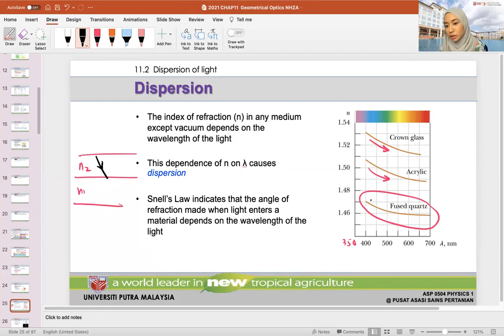But not so much, just a little bit, as you can see over here. So slightly, approximately 1.46 to 1.47, just a little. The difference is small, but it's there. And this difference in the index of refraction with respect to its wavelength is called dispersion. So Snell's law indicates that the angle of refraction made when light enters a material depends on the wavelength of light. I told you when we enter a medium that has a higher index of refraction, when n is bigger, your v will be slower and the ray would be refracted towards the normal.